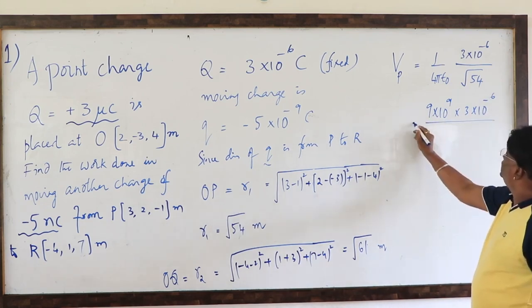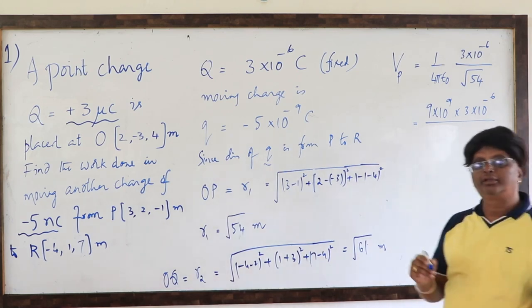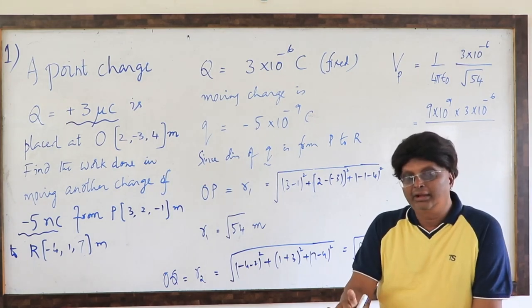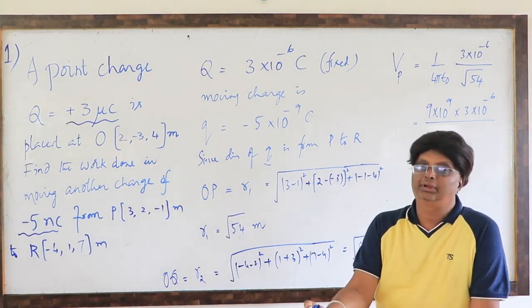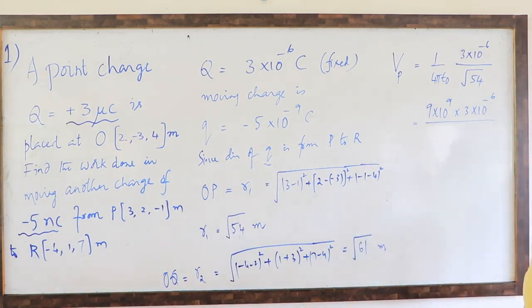Root 54. That value you need to write. Under root 54, how much will we get? If it is root 49, it will be 7, and if it is root 64, you will get 8. This is something around root 54. The number you will choose from 7.4, 7.6, whatever number that you get, that you will do.